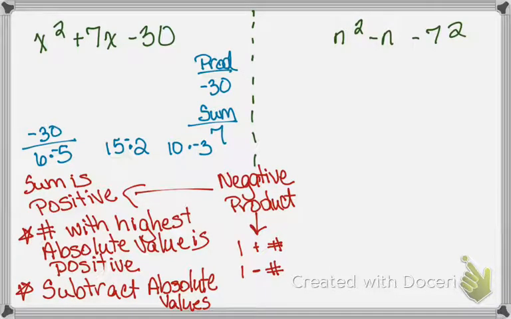Which one? It's the 10 and negative 3. Good. Okay, so I have x plus 10 and x minus 3. Okay? Now, yes, ma'am.